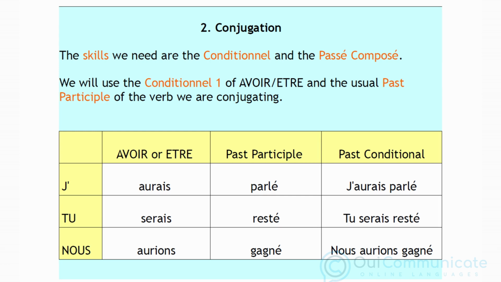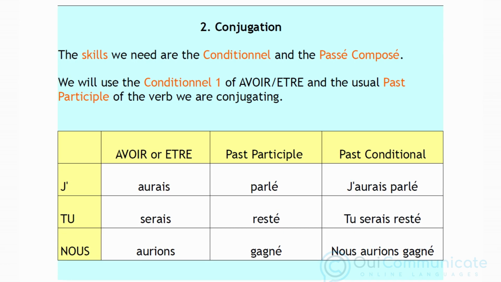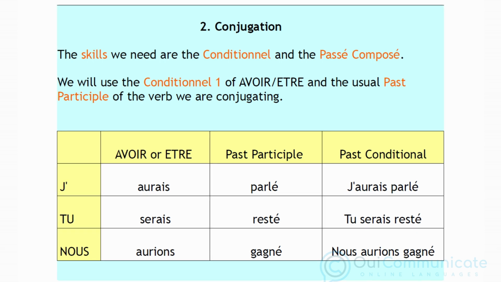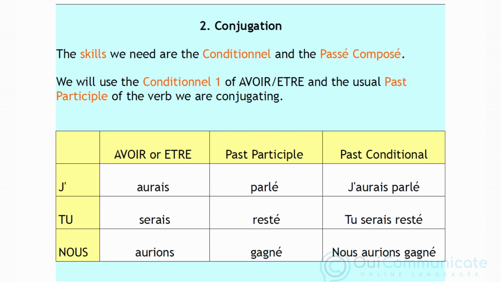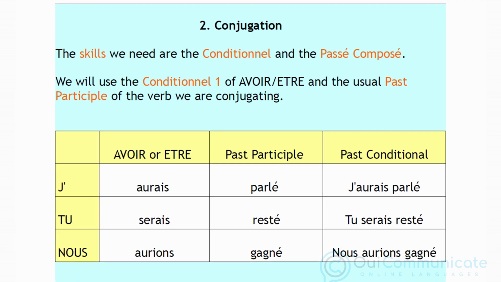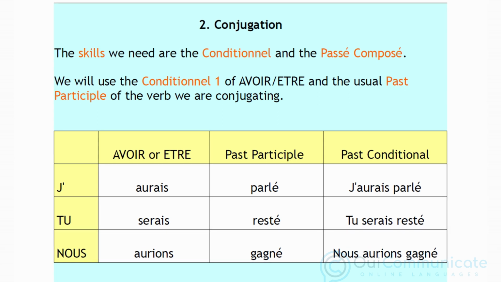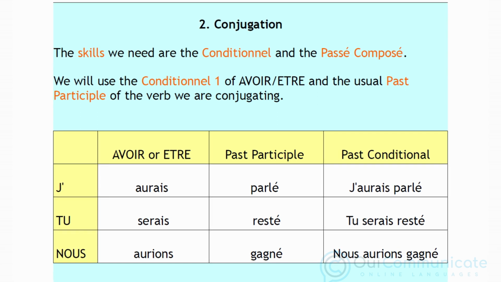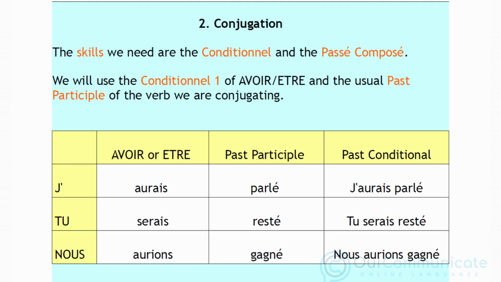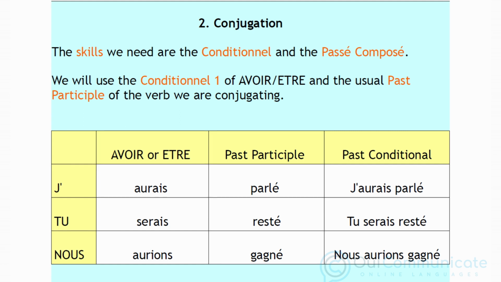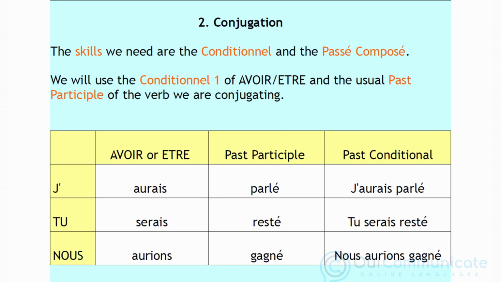In the second example, tu serais resté, you would have stayed. Tu serais is the conditional of être, the verb to be, and resté is the past participle of the verb rester, to stay. Tu serais resté. And in the third example, nous aurions gagné, we would have won. Nous aurions is the conditional of avoir, we would have. Gagné is the past participle of the verb gagner, to win.